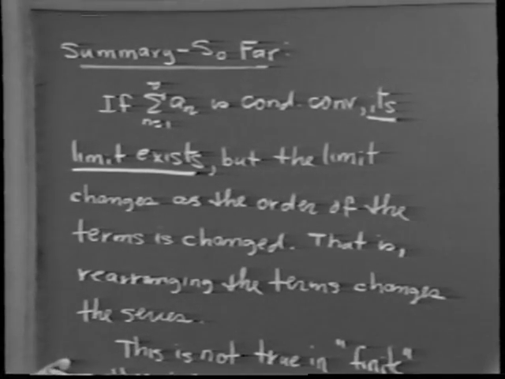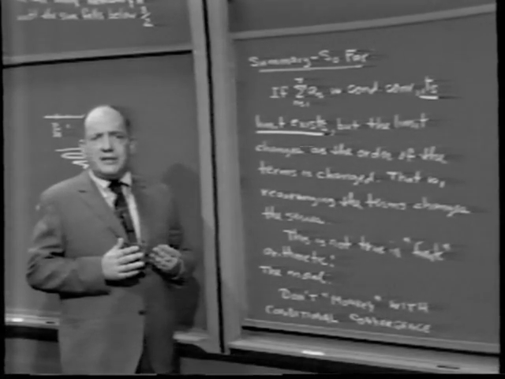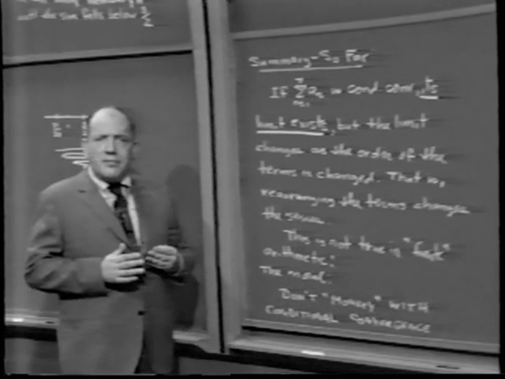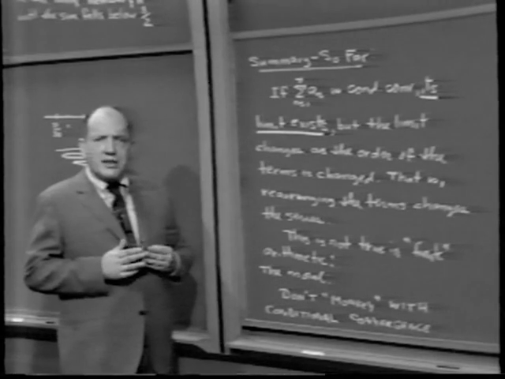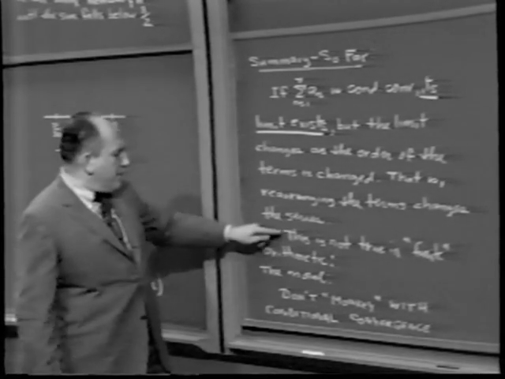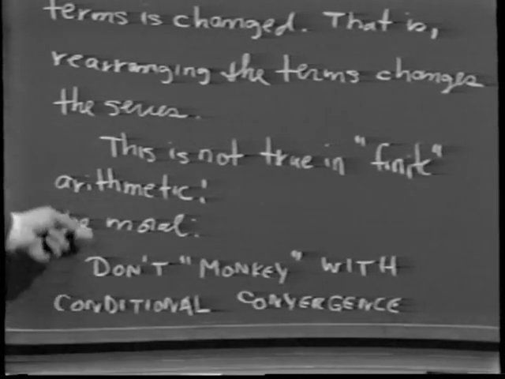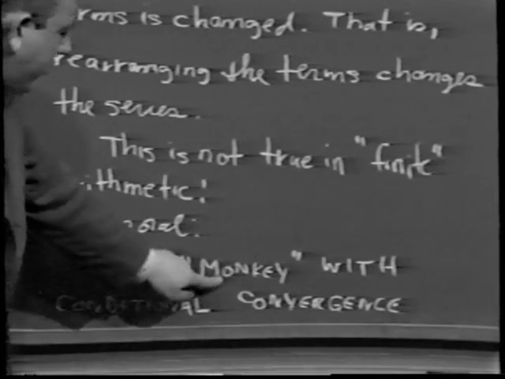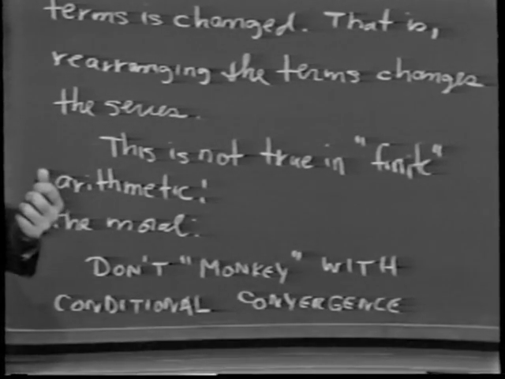In other words, if you have 50 numbers to add up, or 50 million numbers, or 50 billion numbers, no matter how you rearrange those numbers, the sum exists and is the same independently of what the rearrangement is. You see, this is not comparable to finite arithmetic. And the moral is, and again I say this in slang expression because I want this to rub off, I want you to remember this, don't monkey with conditional convergence.